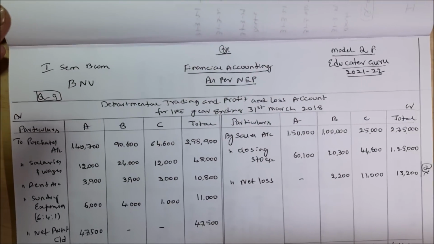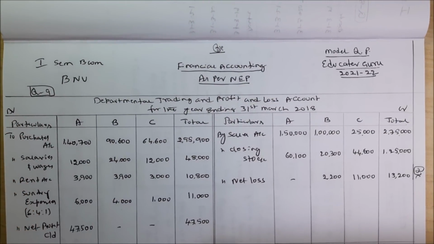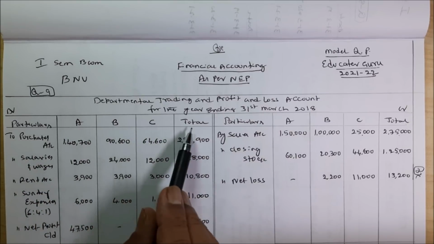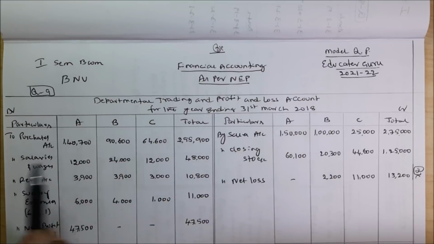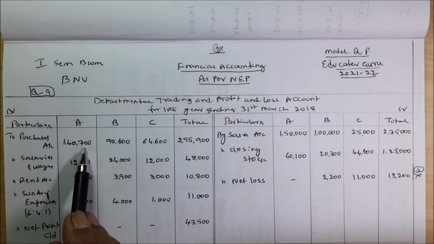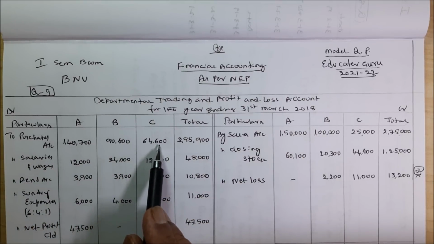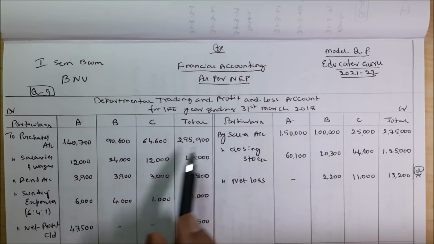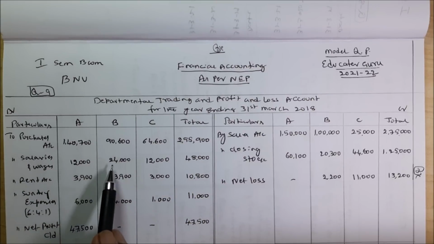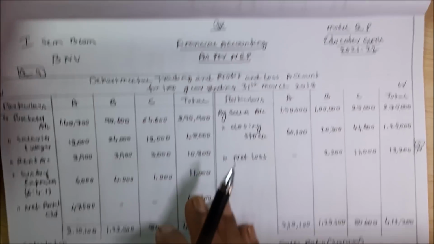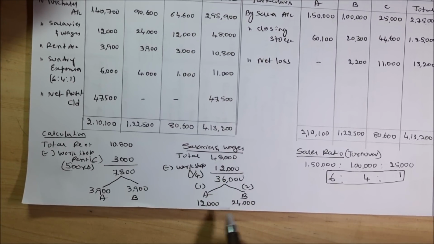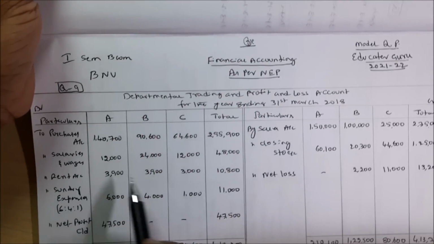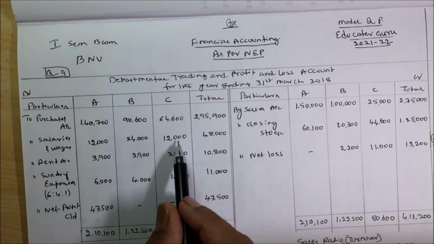Now we will show you how to actually do the departmental trading and profit and loss account. Particulars A, B, C, total, debit, credit. Two purchases, they have given 1,40,700, 90,600, 64,600, 2,95,900. Salaries, wages 12,000, 24,000, 12,000. It has been done here. You can see that 12,000, 24,000, 12,000.